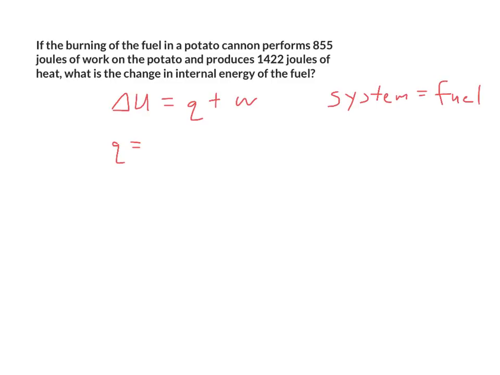So Q is heat. Let's read the question again. It says, if the burning of the fuel in the potato cannon performs 855 joules of work on the potato and produces 1422 joules of heat. So heat is Q. That's 1422 joules. We'll make a decision about the sign in a moment. Work. Go back and read. The cannon performs 855 joules of work. So we've got the numbers written down. Now it's the tough part. What are the signs?